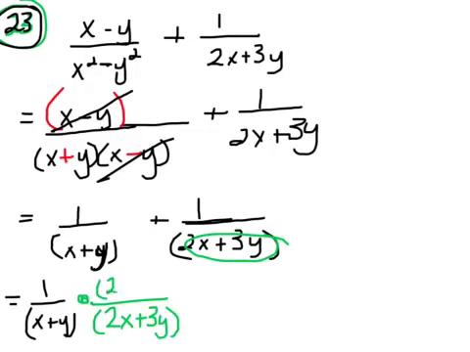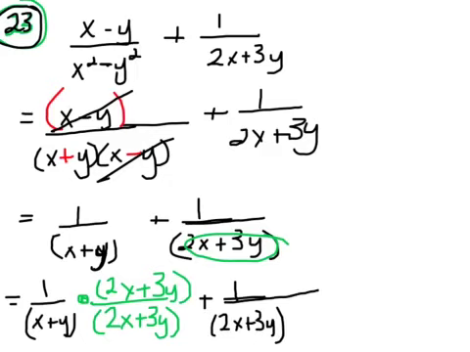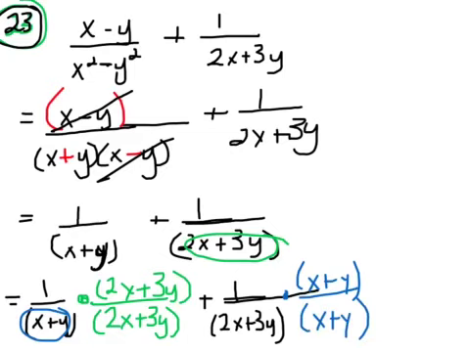And if I do it to the bottom, I have to do it to the top, right? And then the second fraction over there, the 1 over 2x plus 3y, what is it going to need to have the same denominator? Yeah, it's going to need this x plus y over here, so you have to multiply the bottom by x plus y and the top by x plus y. Both of them, numerator and the denominator.